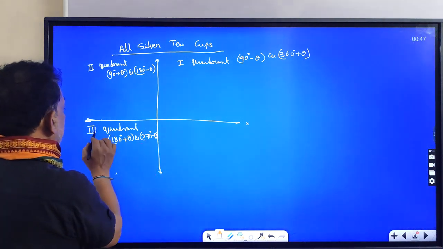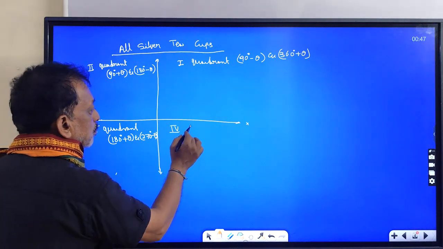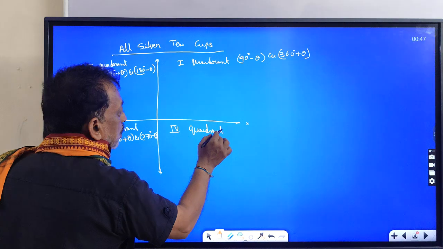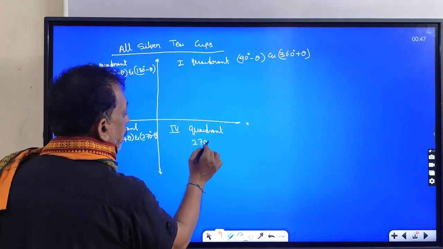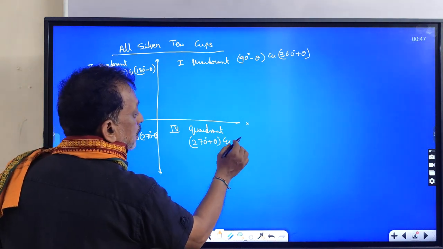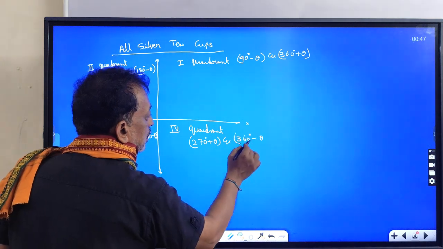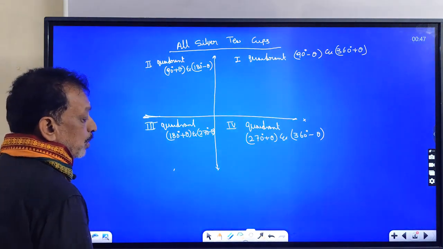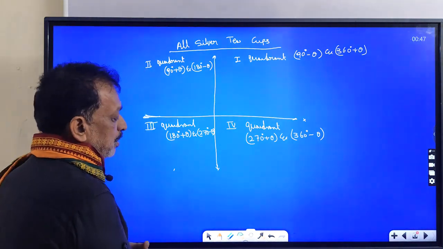Fourth quadrant is 270 plus theta degrees and 360 minus theta. So it looks like you all know this already, but once you get to applications, we get confusion. That's why I am briefing an easy method, an easy way.